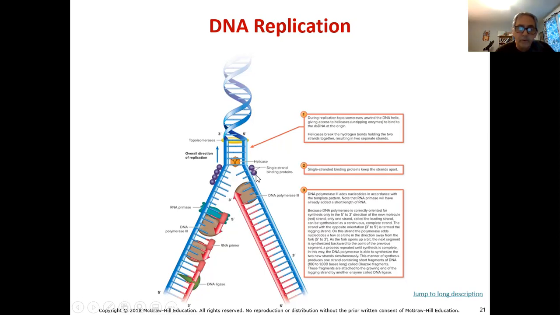You have some proteins to help stabilize it, because DNA is very stable as a double helix, single strand not as stable. You have a topoisomerase, a helicase that cuts the bonds. That's why they have the little scissor symbol there. Topoisomerase, think of a top, it's unwinding it, because the double helix looks like a spiral staircase.